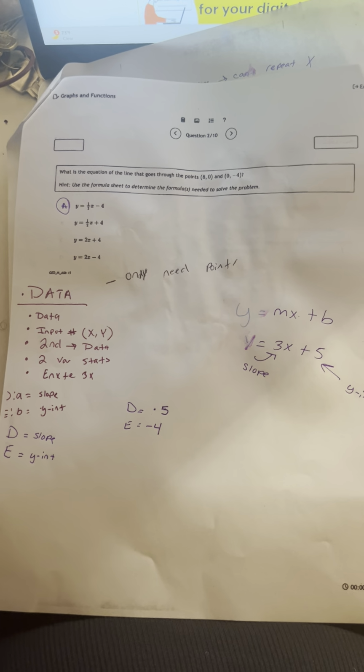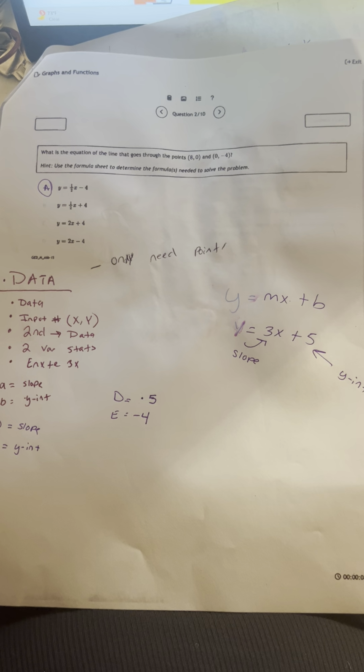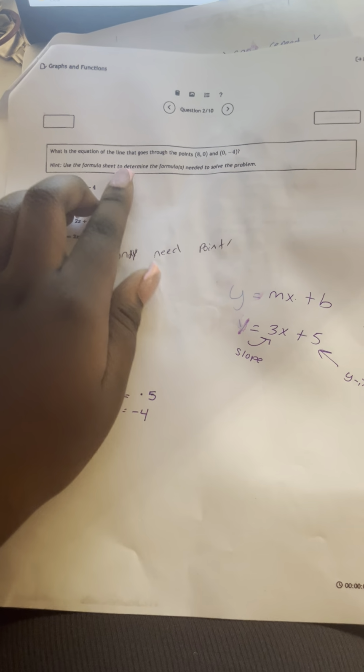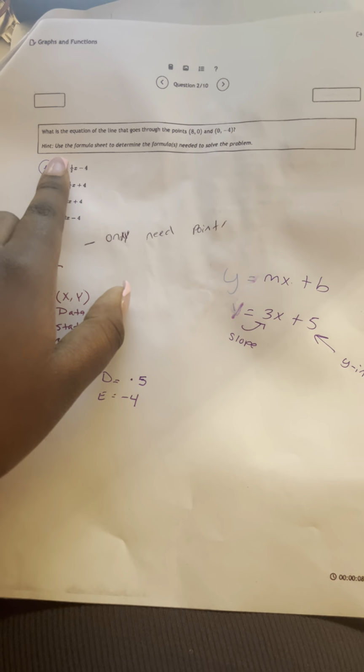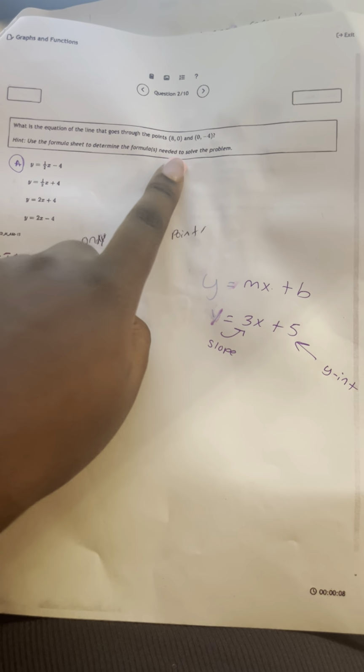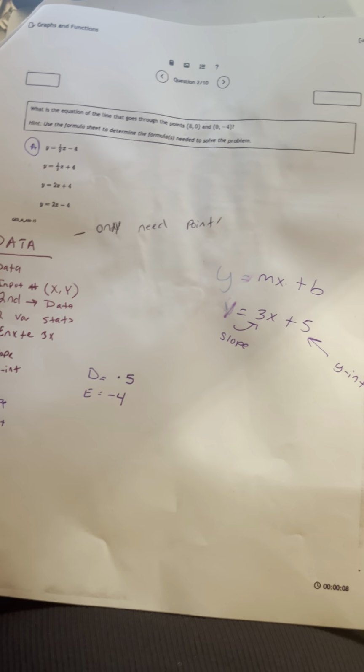Okay. Hold on. Let me focus. These are graphs and functions. So, an example. What is the equation of the line that goes through points (8, 0) and (0, -4)? Hint, use the formula sheet to determine the formulas needed to solve the problem.